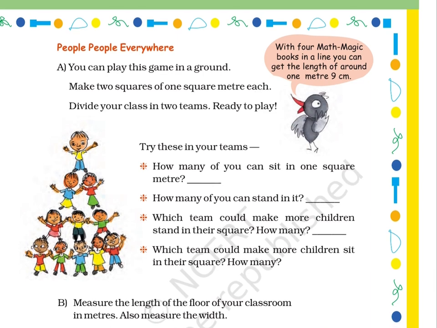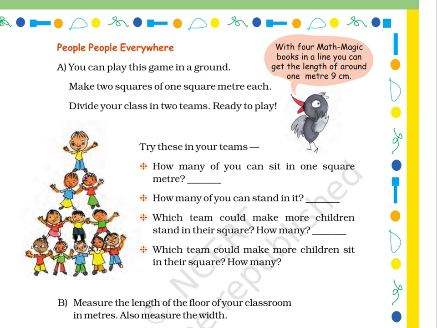People everywhere. A. You can play this game in a ground. Make 2 squares of 1 square meter each. Divide your class in 2 teams. Ready to play? Just before we do that, a wise bird is here to tell us, with 4 MATHMAGIC books in a line, you can get the length of around 1 meter 9 centimeters.